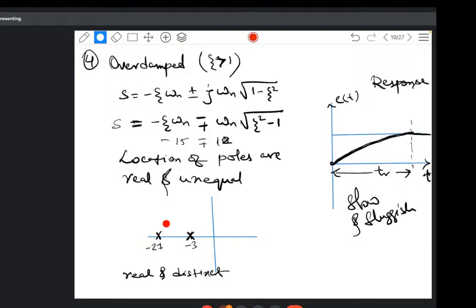So for all the types of damping, whether it be undamped, underdamped, critically damped, or overdamped, the poles are lying in the LHS plane only. Whether it be purely imaginary, complex, or real, they are lying in the LHS side. None of the poles are lying in the RHS. Because if the pole lies in the RHS, it will become unstable, and if it becomes unstable, no transient analysis can be done, because transient analysis is done by assuming that the system is stable.